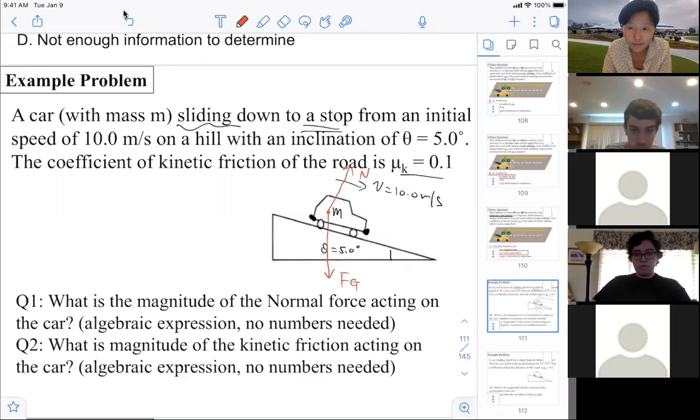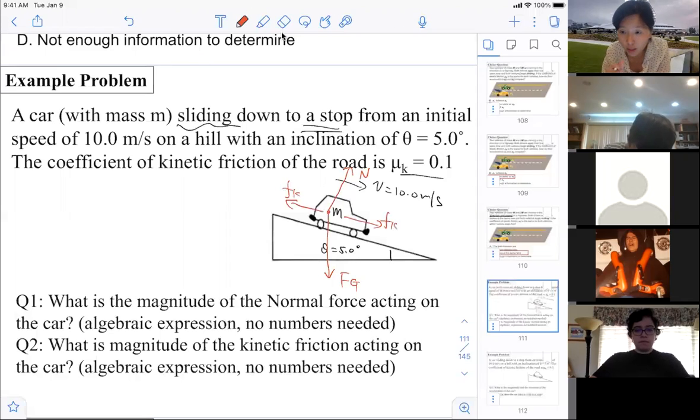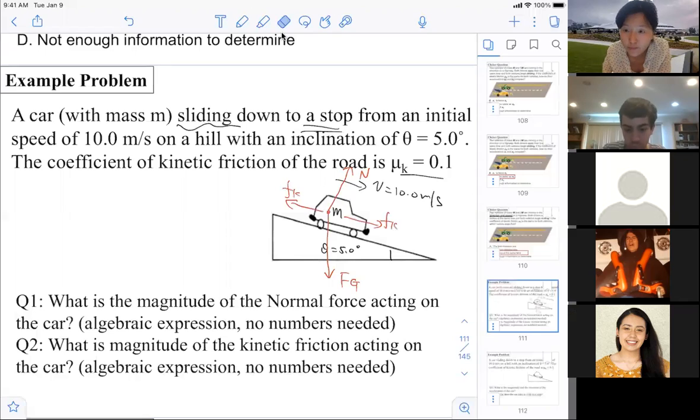Should I draw friction this way or this way? Thank you, Rosali. To the left, yes, left, because friction opposes the direction. Yes, very good. We're going down, so friction is opposing the velocity, which is going down.